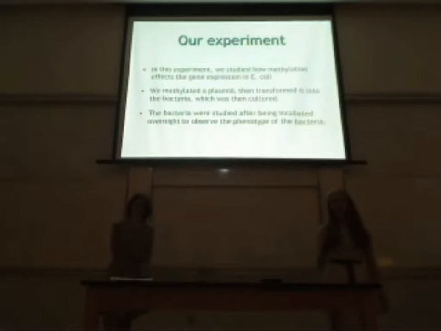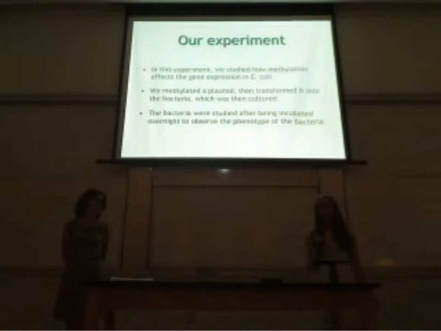So the basis of our experiment was we want to test how methylation affected the phenotypes of E. coli transformed with a plasmid. So what we did was we methylated a plasmid. We will explain that process soon. But we methylated the plasmid and transformed it into E. coli. We then cultured the E. coli on plates and then observed their phenotypes.